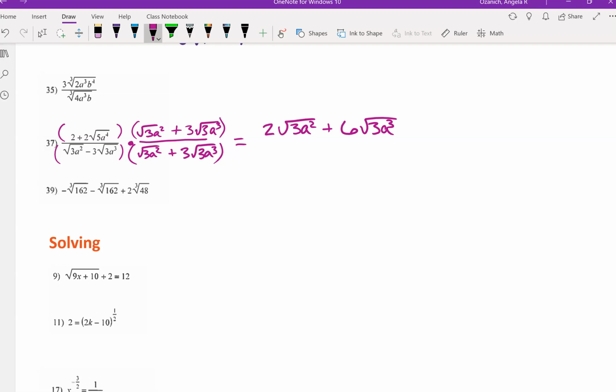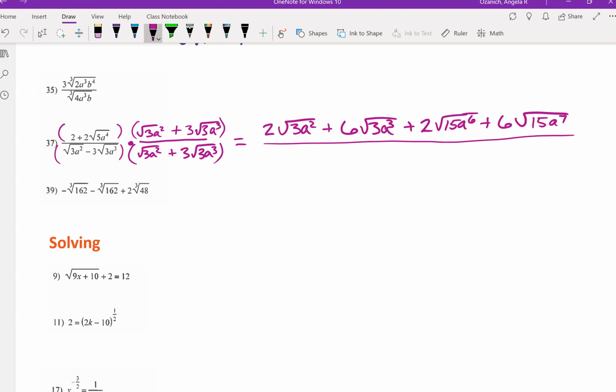Let's see. So we're looking at 2 and root 15a to the 6th. Have to do some simplifying there. And last but not least, the 2 times the 3 is going to be a 6. And then underneath our square root, it looks like we're going to have 15a to the 7th. Wow, and that's a lot of terms that still can be simplified.